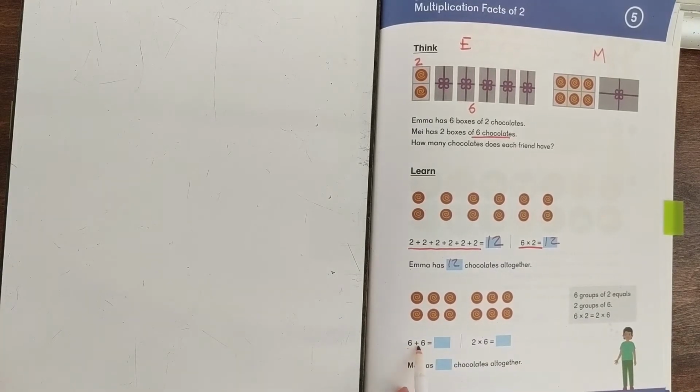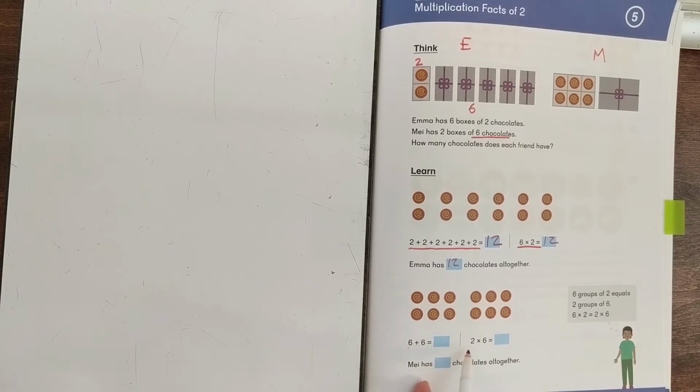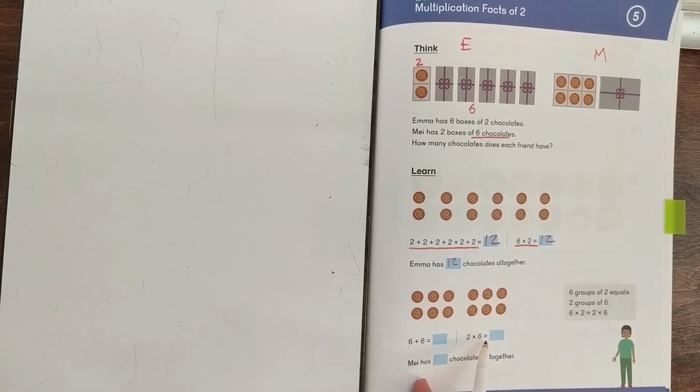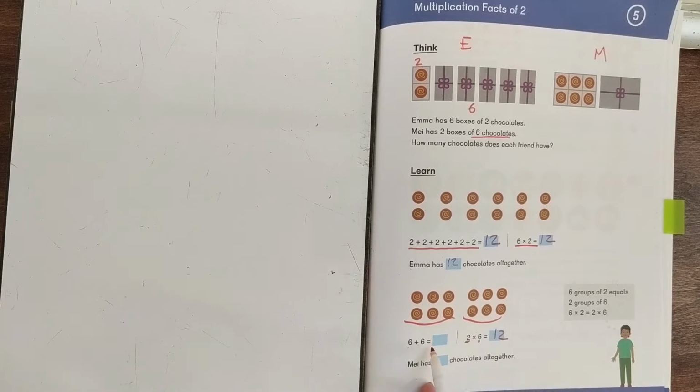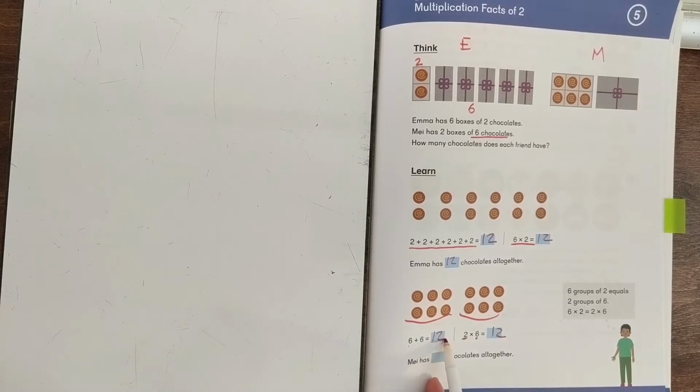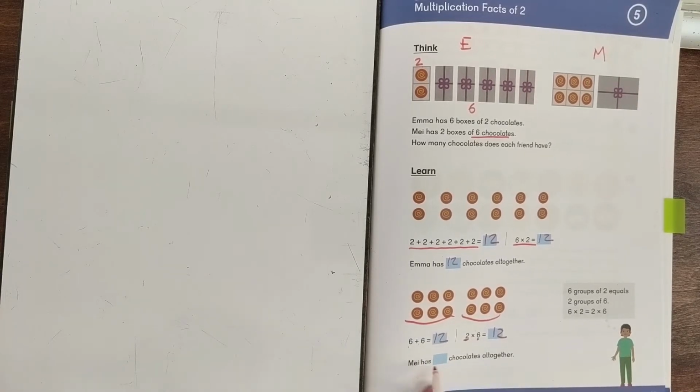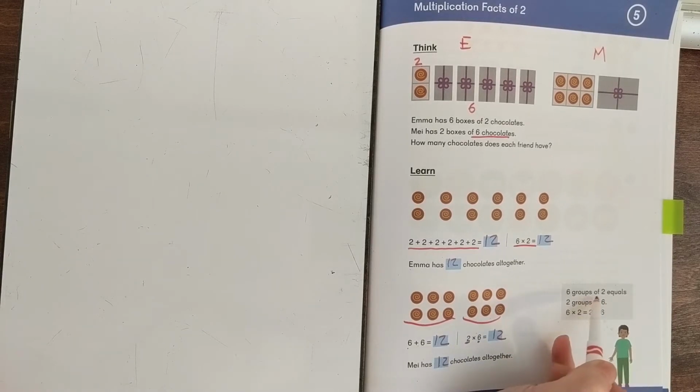Instead of saying 6 plus 6, we can just say 2 times 6, 2 groups. Group 1, group 2, times 6 in each group. 2 times 6 is 12. 6 plus 6 is also 12. May has 12 chocolates altogether. 6 groups of 2 equals 2 groups of 6. 6 times 2 is the same as 2 times 6.